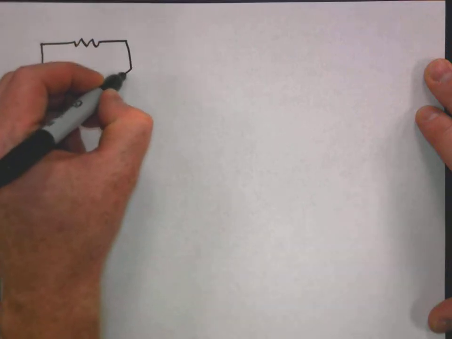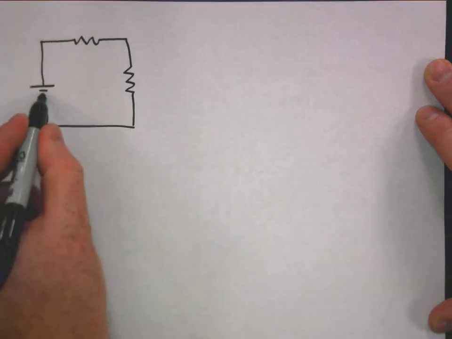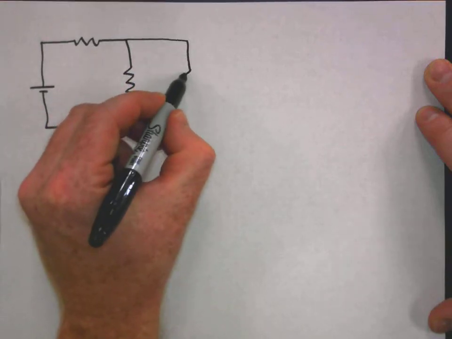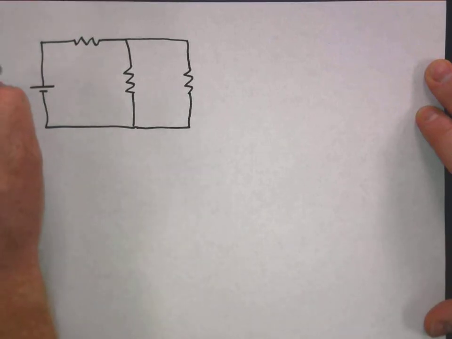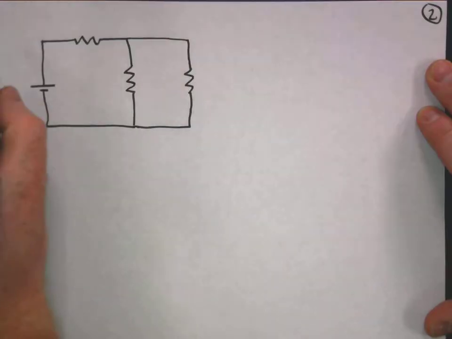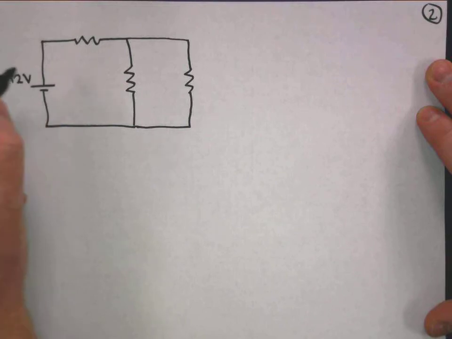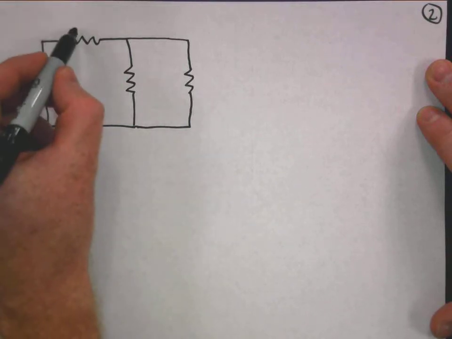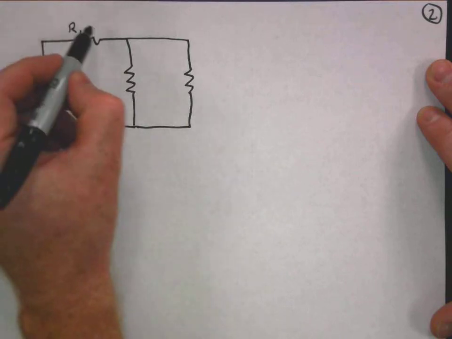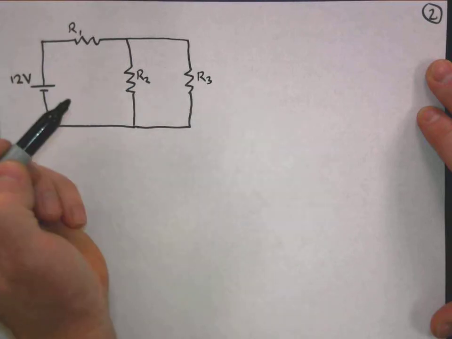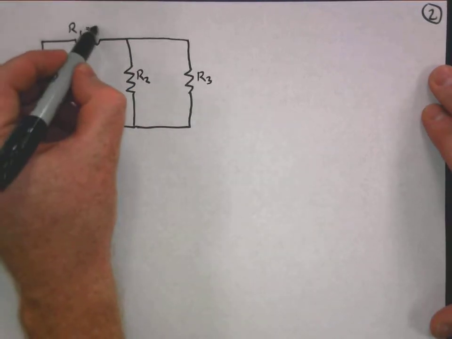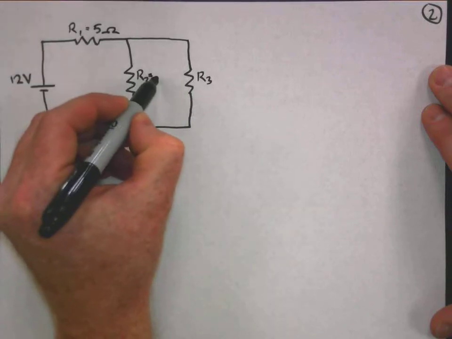We have a voltage source, and there's this other thing here. Let's say we give this a 12 volt source, and we call the resistors R1, R2, and R3. Well, you know what? Let's just make them all 5 ohms. Easy number to deal with.